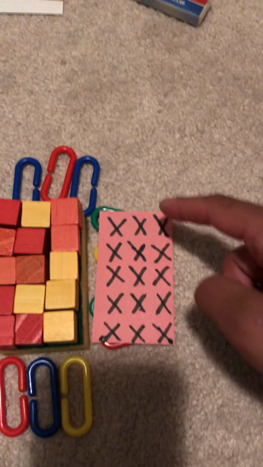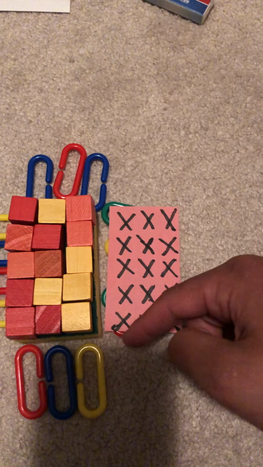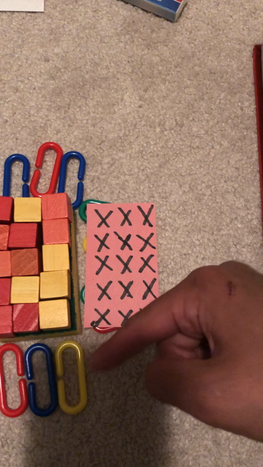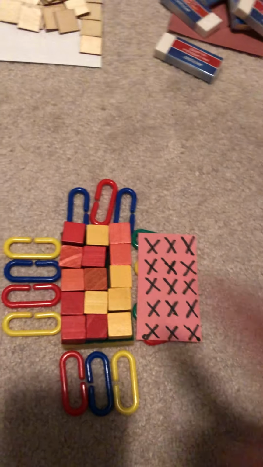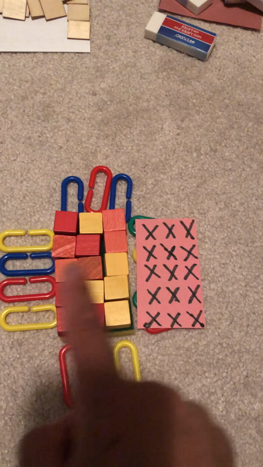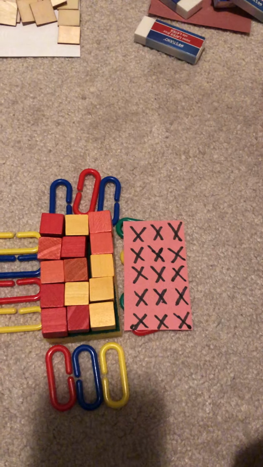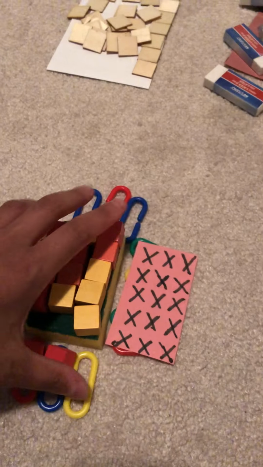Or you can calculate going this way. I know there's 5 this way in 3 columns. So 5, 10, 15. Pretty quick. So if you look at it as arrays, you can count super fast. Count by threes or count by fives. And you're still going to get the same answer, which was 15 blocks. Okay, we're all done with this example.